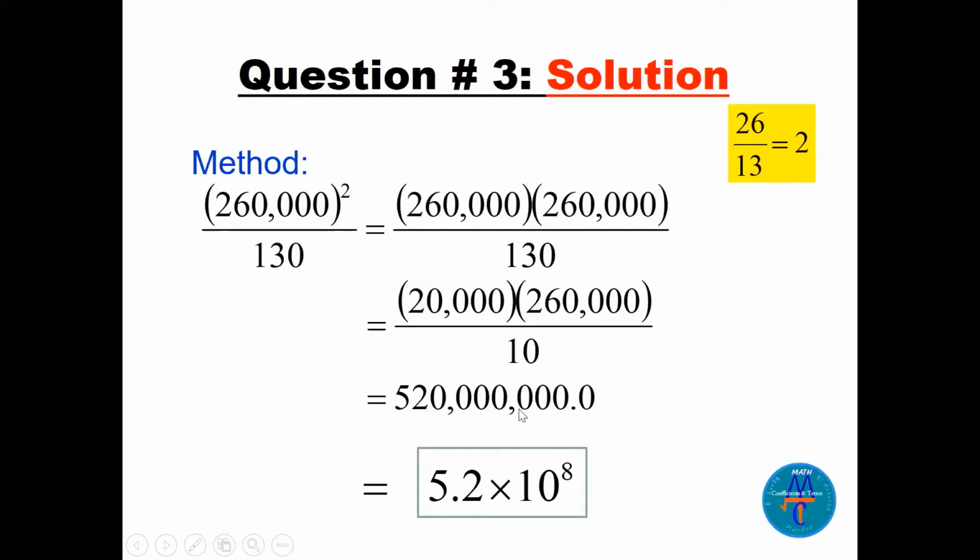Count here how many zeros, 3, 6, 8. So 5.2 times 10 to the power 8. That's one way you can do it. You can find other ways without using calculators.